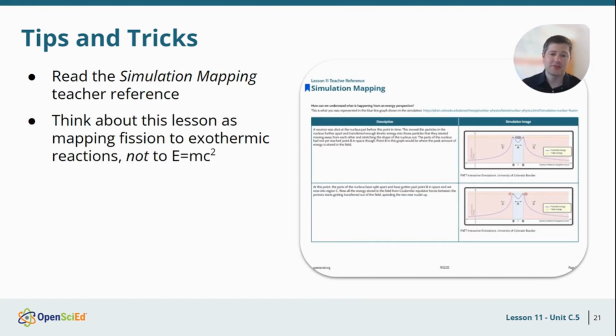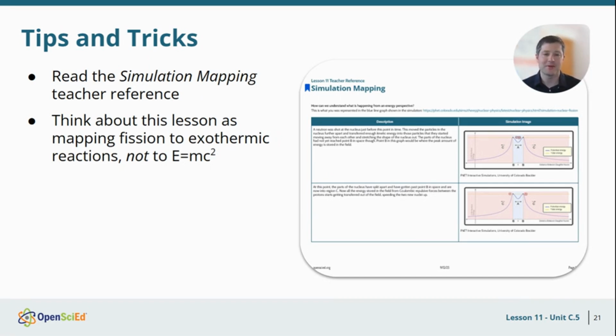Another tip, make sure to read that simulation mapping teacher reference. It goes in depth into how we can explain nuclear fission to students using the same type of energy transfer model that we developed for exothermic reactions earlier in the unit. The goal here is not to introduce E equals mc squared, which is probably how most of us were taught to think about nuclear fission. And although it's true that in nuclear fission, you end up with less mass at the end than you did at the beginning, that's not because particles were destroyed. If you want more information on that, it's worth looking at a couple of the references cited in the simulation mapping reference. Instead, what's actually happening?